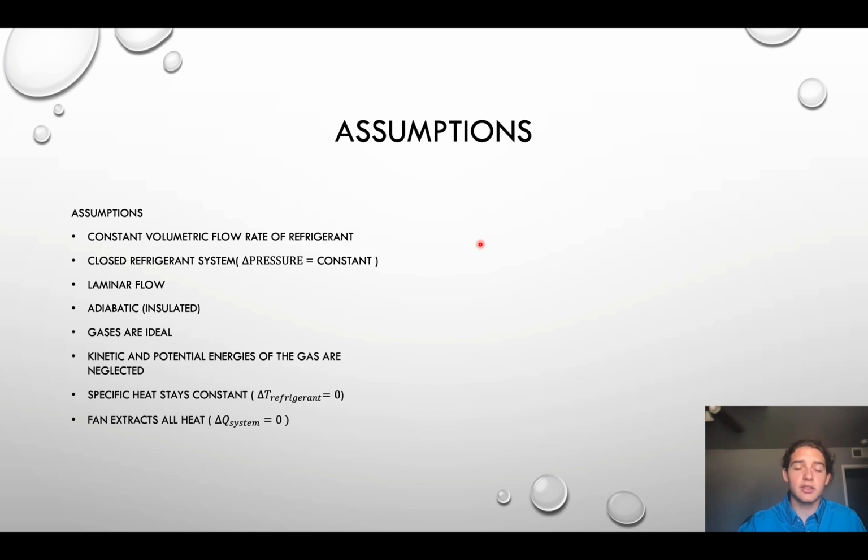So when designing the systems, it is important to make various assumptions. One assumption is a constant volumetric flow rate of the refrigerant, because as it moves through the system, turbulent flow can cause a loss in energy that we can't account for. Also, the pressure needs to be constant, because if we lose pressure within the system, we'll also lose energy that we can't account for. Gases need to be ideal because within the intermolecular forces of the substance, there can be energy gain or energy loss, and we can't really account for that.